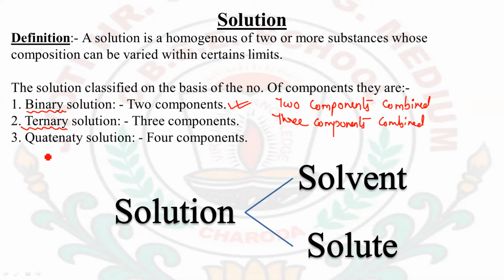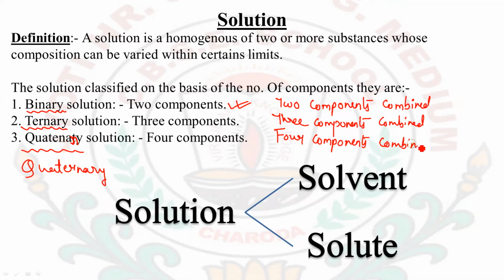Similarly, the last type is the quaternary solution, in which four components are combined together to form a solution. So these were the classification of solutions on the basis of the number of components they include.